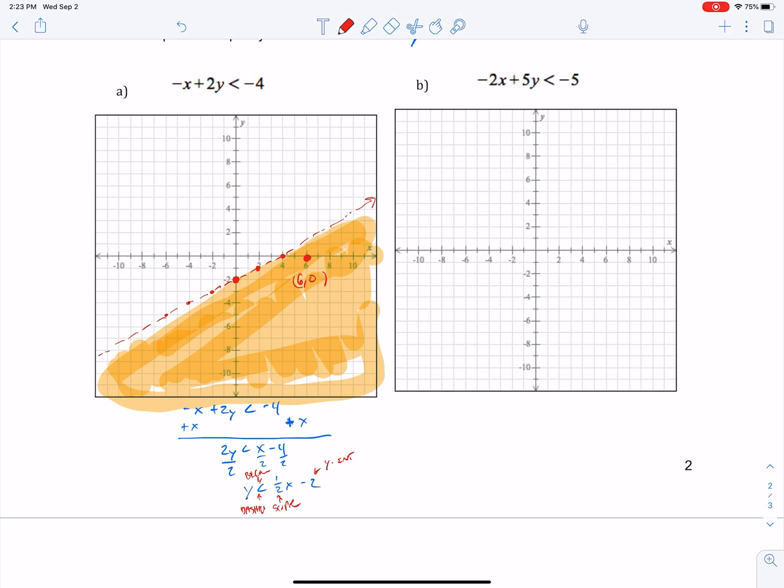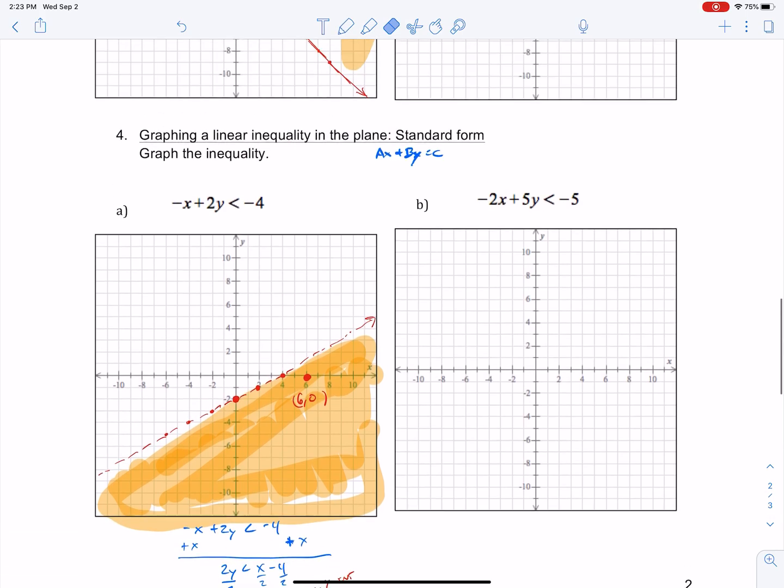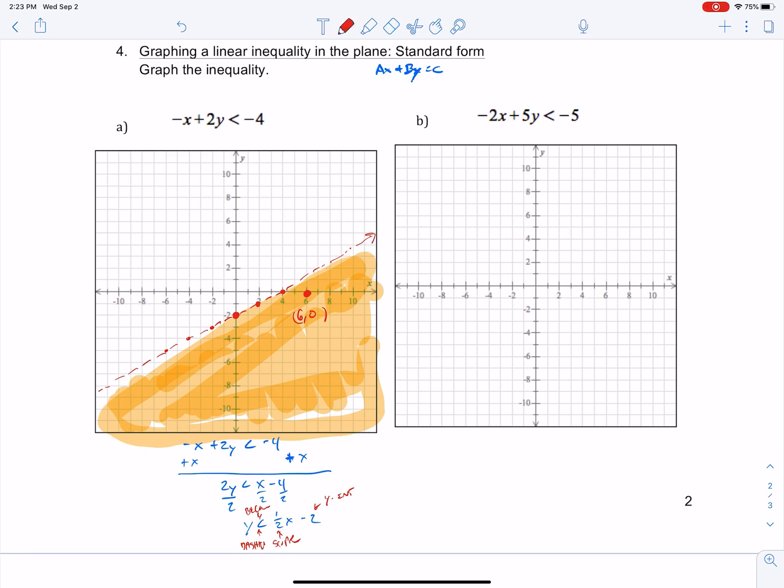I would always test because you might make a mistake, and it's just an easier way of seeing if something makes it true or not. For this specific example, just a heads up, it didn't ask us to shade, but I wanted you to get comfortable with shading. Try letter B on your own.